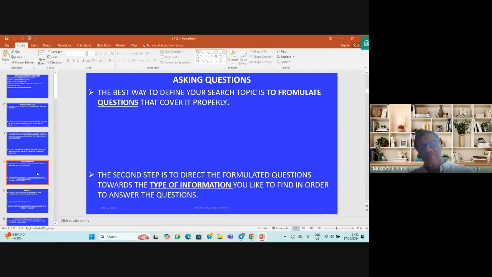Then the most important step is that you formulate the important questions. The best way to define the research topic is to formulate questions that cover properly the research topic. And this step is to direct the formulated question toward the type of information. After you formulate the questions, then you try to determine which type of information you would like to find in order to answer these questions.